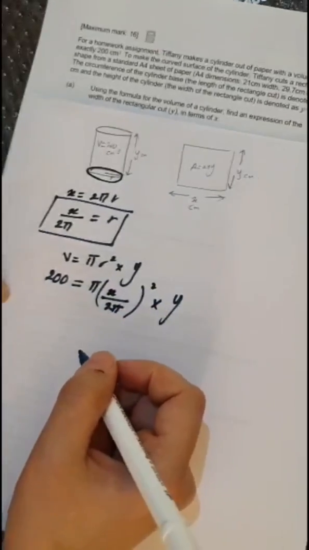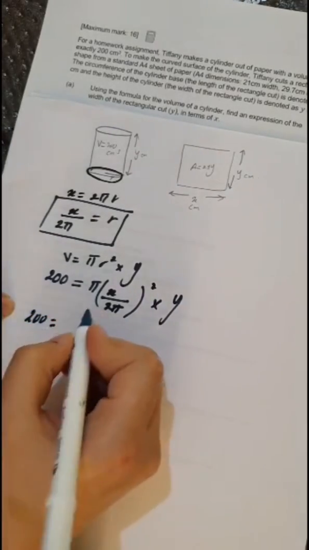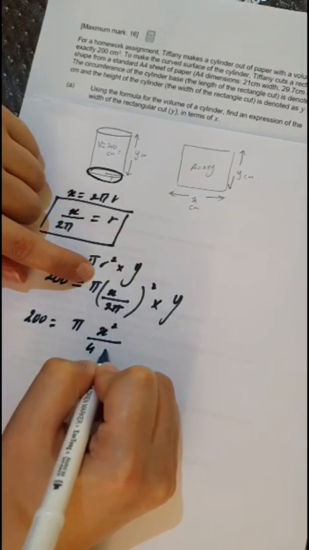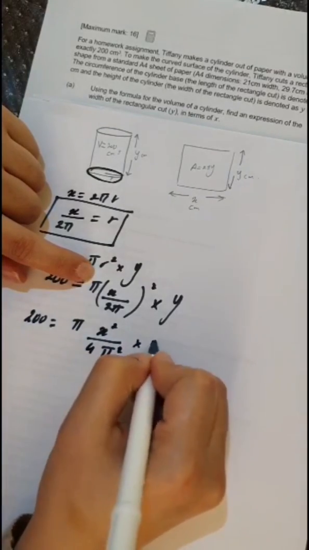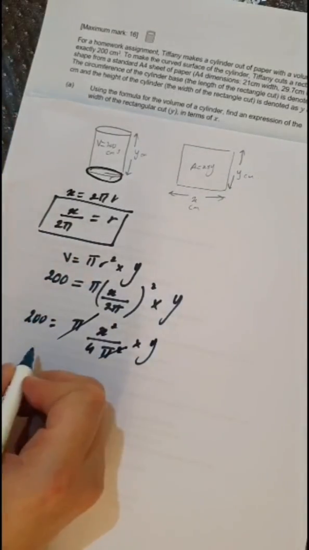And if I want to simplify my work more, I'm going to get 200 equal to pi x squared over 4 pi squared multiplied by y. We can cancel one of the pi's here, and we need to simplify my work.